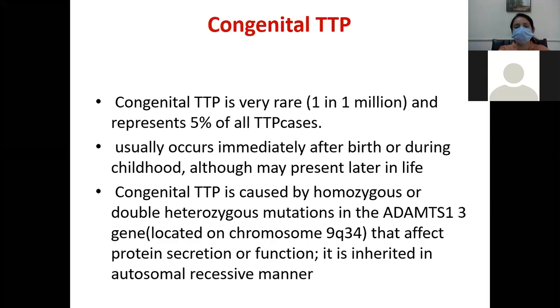So, first of all, we will see what occurs in congenital TTP. Congenital TTP is very rare and it represents 5% of all TTP cases. It usually occurs immediately after birth or during childhood, although it can also present later in life. Congenital TTP is caused by homozygous or double heterozygous mutations in the ADAMTS13 gene that affect the protein's secretion or function, and it is inherited in an autosomal recessive manner.